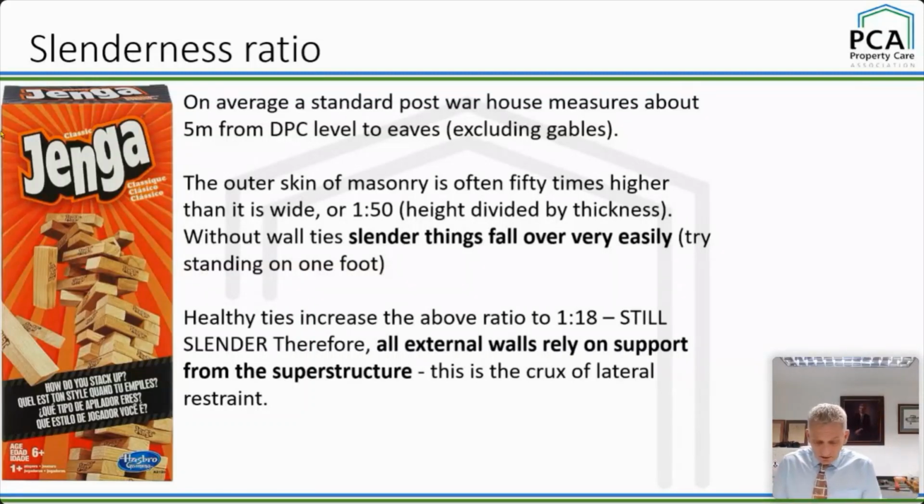So we can now take the thickness of the wall as the total thickness, including the cavity, even the fresh air in the middle, we can include that. So a normal cavity wall, 275 millimetres, is about slenderness ratio of what? 1 to 18. Miles better, still quite slender.